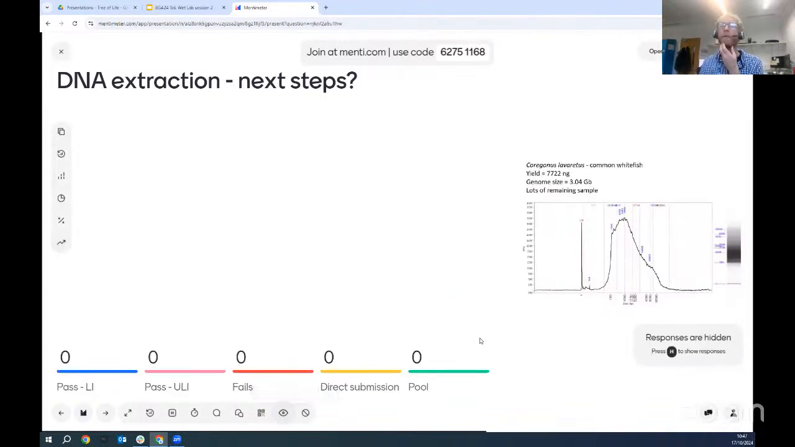And then we have a fish, 7,000 nanograms, lots of material remaining. The average fragment size is sitting around 23 kilobases, genome size of 3 gigabases.